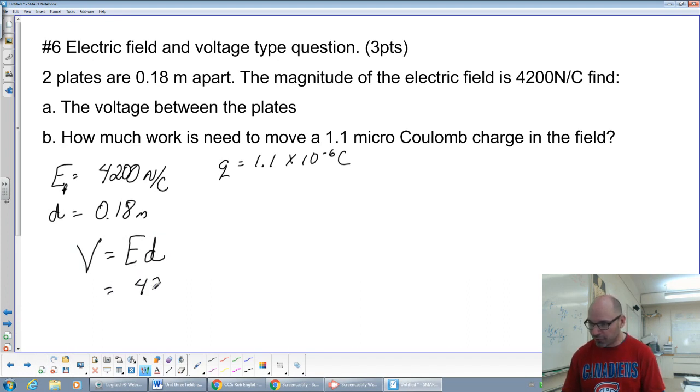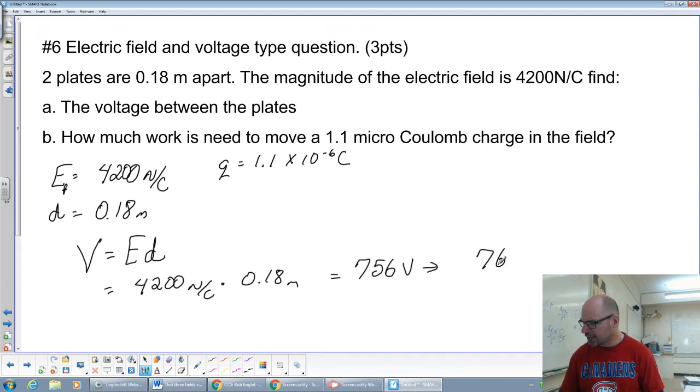So 4,200 newtons per coulomb times our distance of 0.18 meters. Now, newtons per coulomb is a derived unit, so when you work it out, you're going to get volts, which is another derived unit. So all you have to do is 4,200, two significant figures, times 0.18, two significant figures, 756 volts, which we should round off to two significant figures because that's all we have. So 760 volts. Okay, that would probably be the 1 mark part of it.